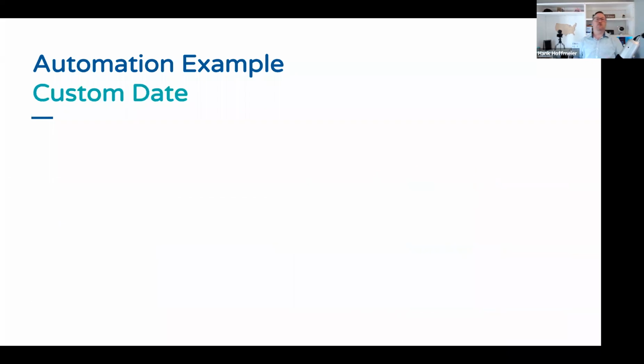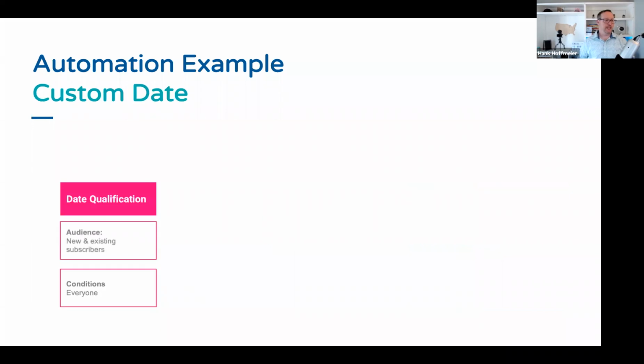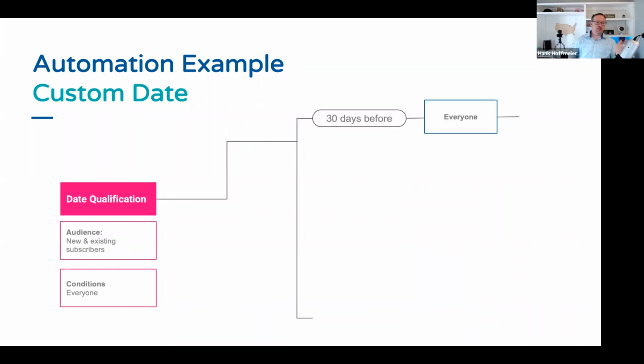Let's look at a custom date example. This would be anniversary date or birth date. Once somebody qualifies or you have that date and you know what it is, 30 days before, you can start marketing to them if you want to. Hey, we know your birthday is coming up in 30 days. We're going to send you something awesome. We're going to talk about why that's important. Why do it 30 days out? Well, I'll tell you about that in a little bit.